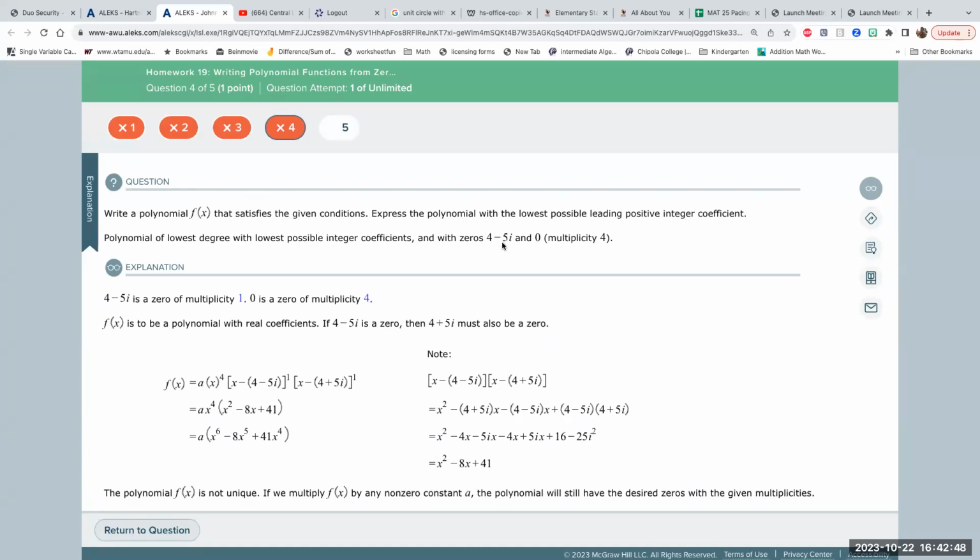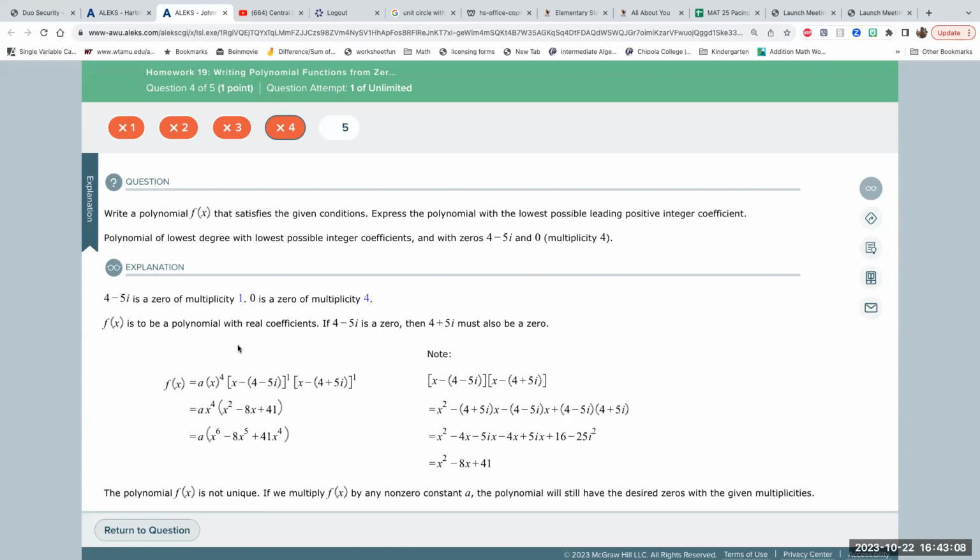So what I mean there is if 4 minus 5i is a 0, that means that 4 plus 5i is also a 0. So that's where this comes in. So here you have 2 zeros, and then this is your last 0. But look, it has multiplicity 4. So that means we're going to raise that to the 4th power.